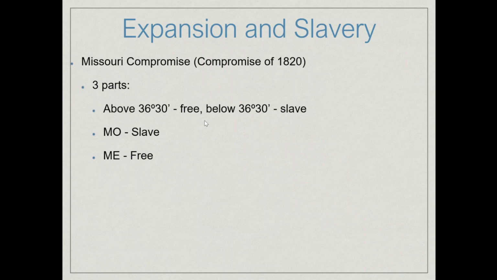Anyways, my bad. Missouri is going to become a slave state. Maine, which is ME, will be a free state. And no slavery north of the 36°30′ parallel. This preserves a balance at 12 states each.